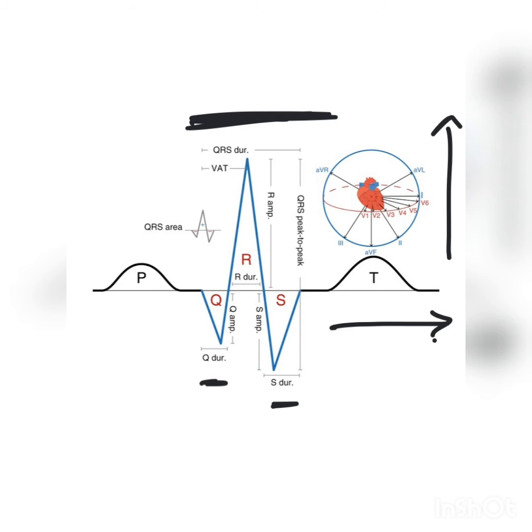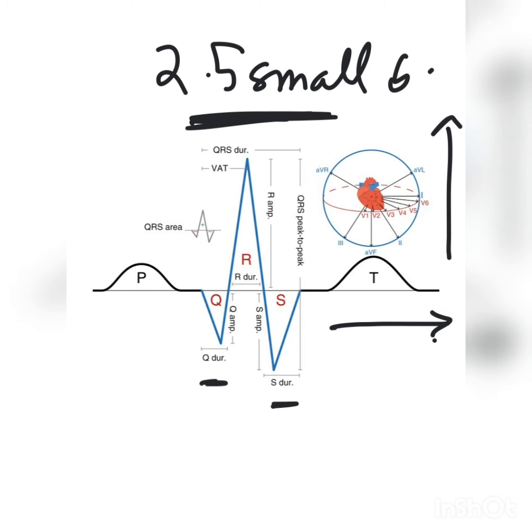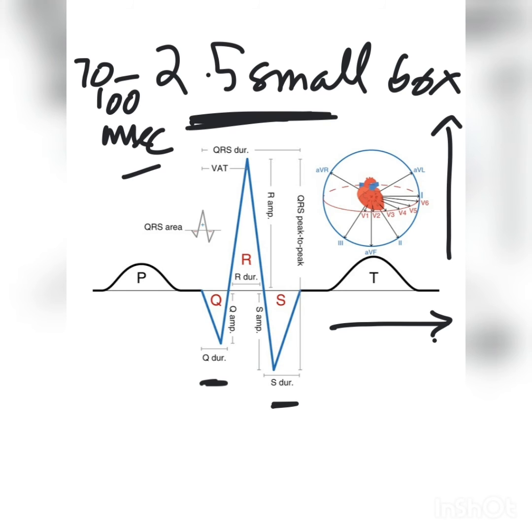The normal duration of the QRS complex should be less than 100 or 110 milliseconds, so it is almost 2.5 small boxes. We should say it is 70 to 100 milliseconds, which is the normal QRS duration. Then there is the duration of the Q wave, R wave and S wave, and then the amplitude of each. This is important and I'll be discussing it in later lectures.